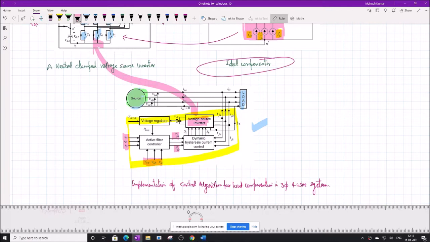This also has an input of P loss, because the losses in the inverter have to be taken into account. From the voltage regulator loop, by regulating the VDC close to V reference, we generate P loss. P loss is taken as an input for this active controller, and then it generates the IFA star, IFB star, IFC star here at this point.